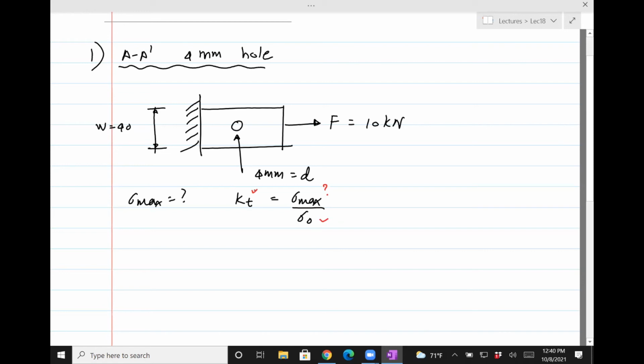So sigma 0 is the stress when there is no hole. And when there's no hole, the stress is simply the force divided by the cross-sectional area. So the force is 10 times 10 raised to 3, divided by the cross-sectional area when there's no hole at all. So it will be width times the thickness, and we're given that the width is 40 mm, so 0.04.